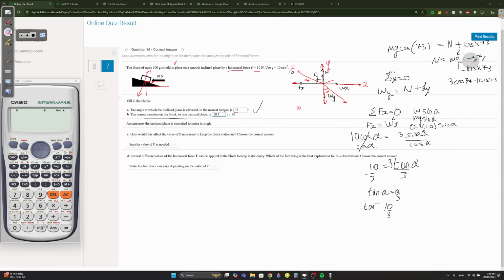Why am I using alpha as 37? Guys, I keep on making mistakes, I'm sorry. These mistakes, I'm not usually making them. It's just, I'm not focused. So 3 cosine 73 minus 10 sine 73.